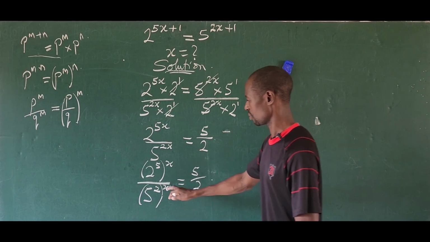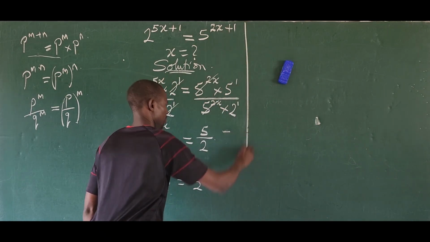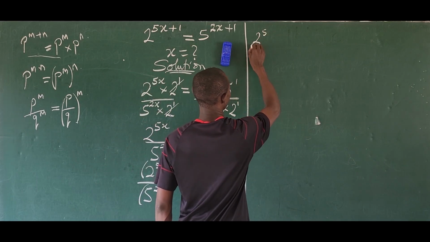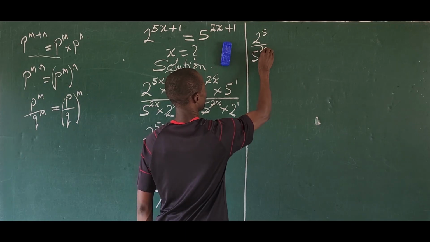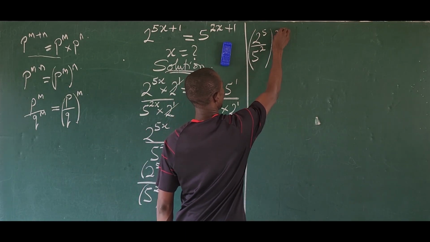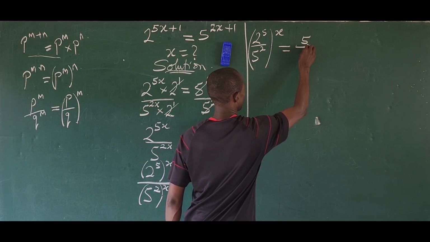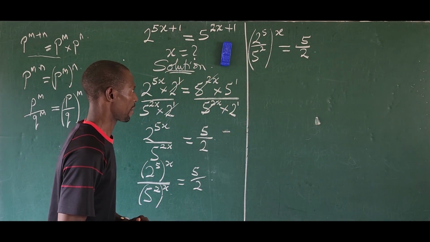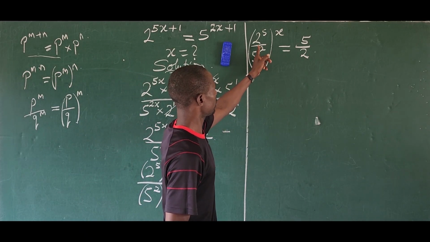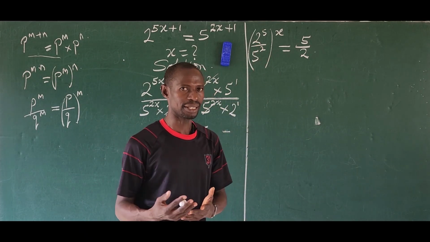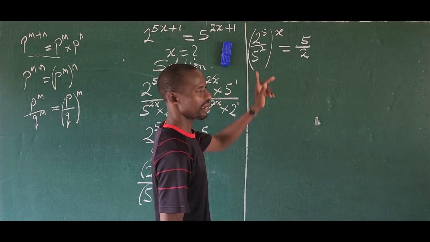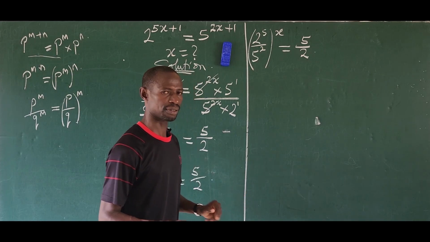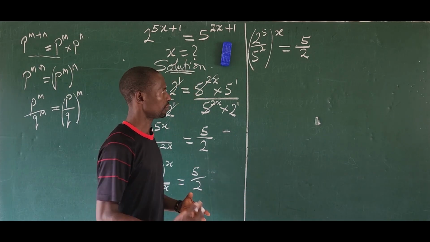Okay, so with this, we can rewrite this expression here. So let's take this to this side. This could be written as 2 to the power of 5 all over 5 to the power of 2, all raised to the power of x, equal to 5 all over 2. Now let's check out something here. If we decide to bring out the value of 2 to the power of 5 and the value of 5 to the power of 2, it will make no difference as far as this challenge is concerned. So let's leave them in the form which they are.